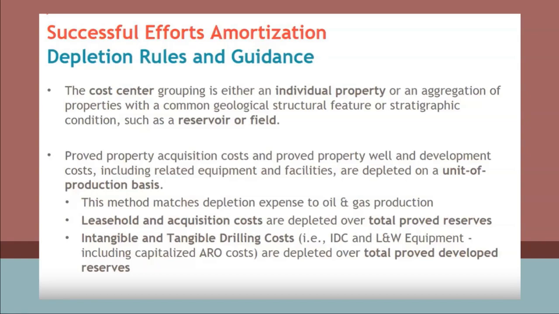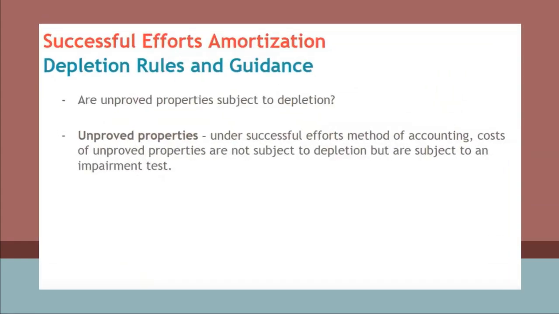Let's move to the next. Are unproved properties subject to depletion? Simple answer, no. Unproved properties in the successful efforts method of accounting are not subject to depletion, but they are subject to impairment. And that's something we'll touch on later on in the slides.